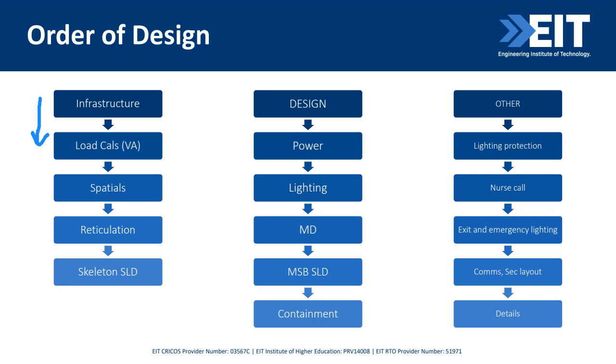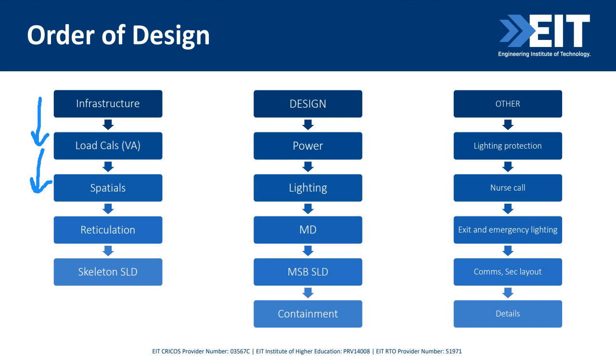Once we know that, we can do our spatials. So spatials are sizing your plant space. Do you need a main switchboard room? And how big should it be? Because what's going in it? Do you have distribution boards that would require cupboards? So we feed this information in very early on to get plant spaces allocated.